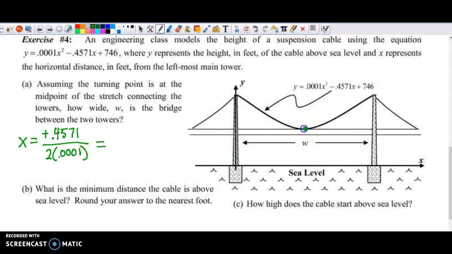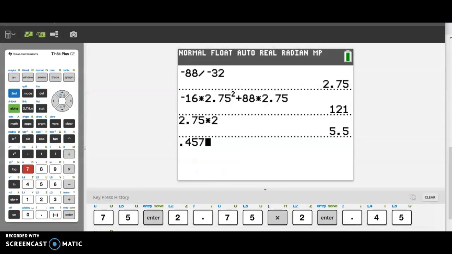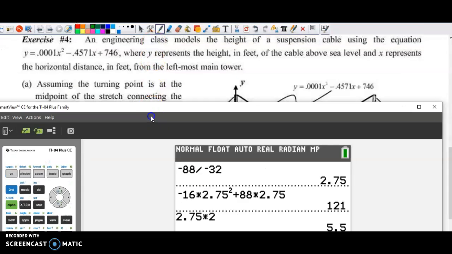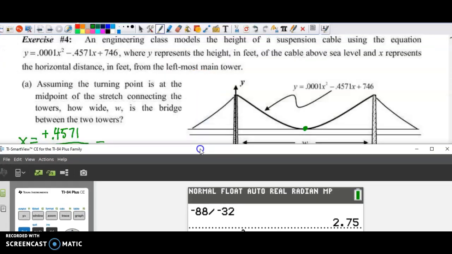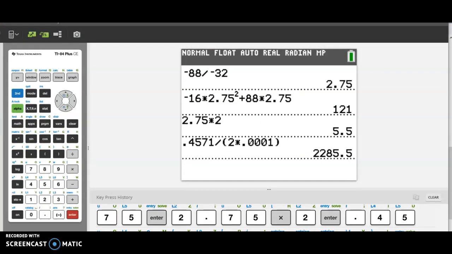Now that would only find you this distance. So as you use a calculator, 0.4571 divided by, now I'm going to put it in parentheses, doubling that number, 0.00... Pretty sure I have the right number of zeros. Yep, so it's 2285.5.